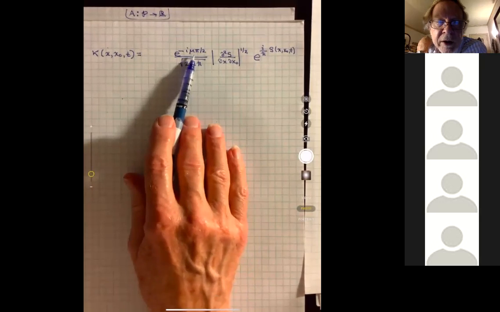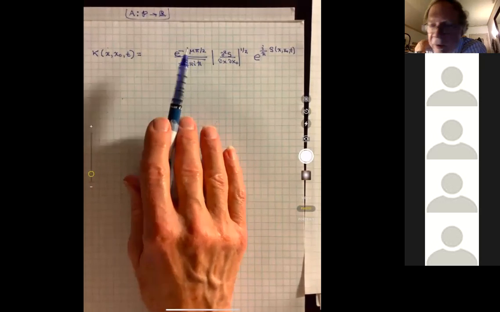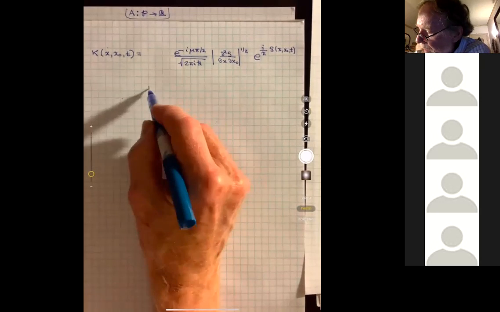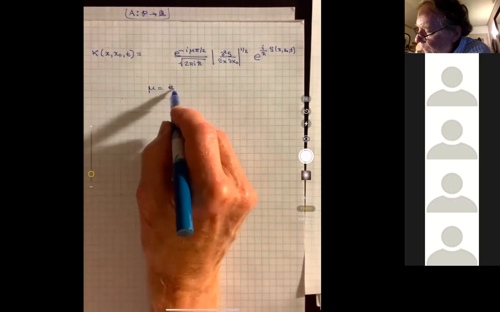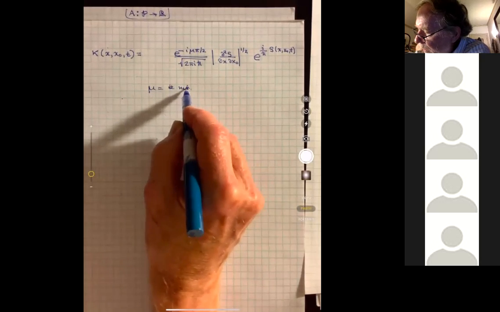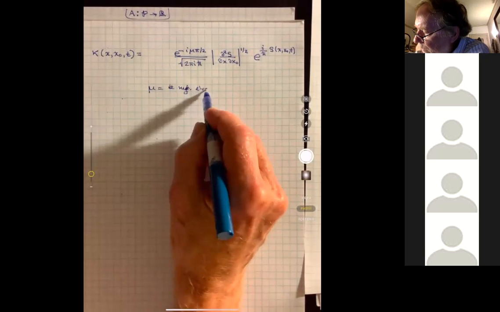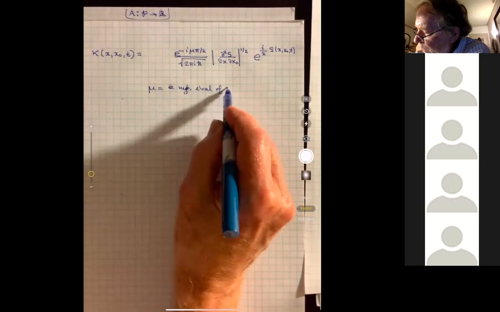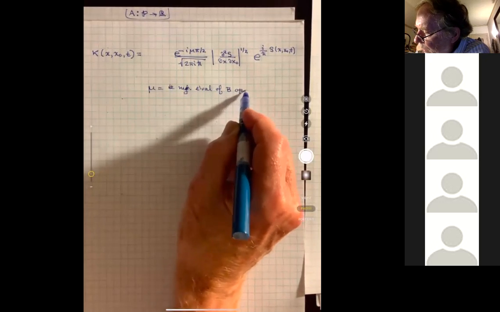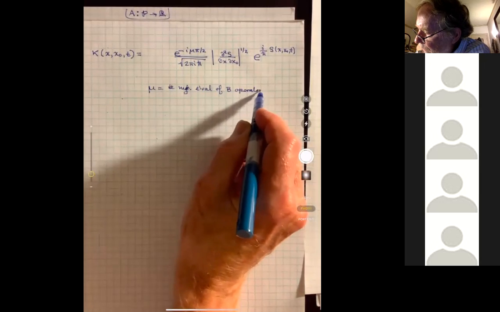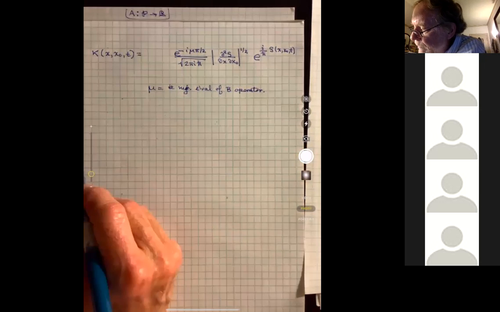The mu that appears here is an integer, and it's related to the number of negative eigenvalues of that B operator that I spoke of before. In fact, mu is equal to the number of negative eigenvalues of the B operator, which is needed to get the phases. The B operator involves the second variation in the action.